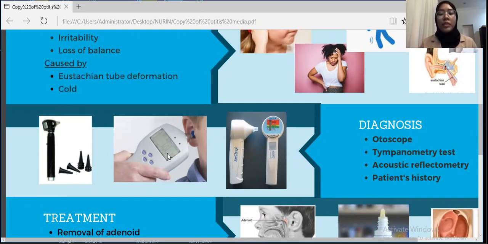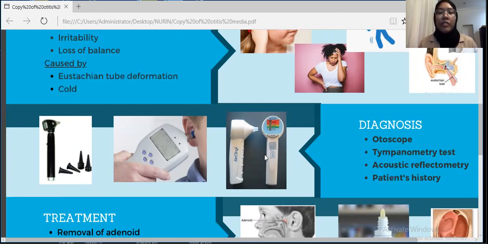The tympanometry will test how well our eardrum moves. It has a small probe here, and this small device will be attached and will push air into the ear. So the result will be shown in the graph here, which is called tympanogram.